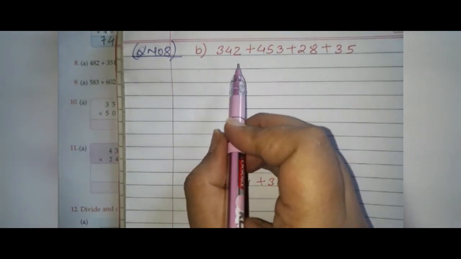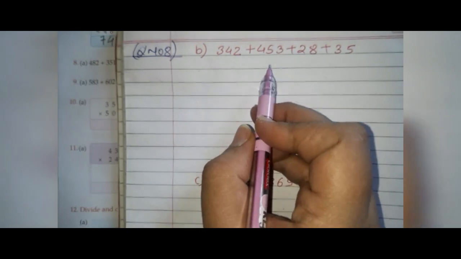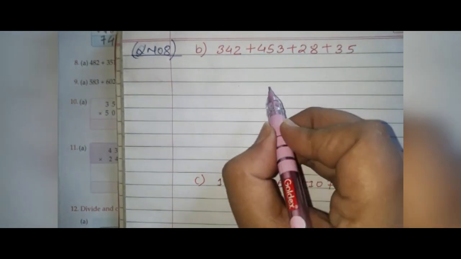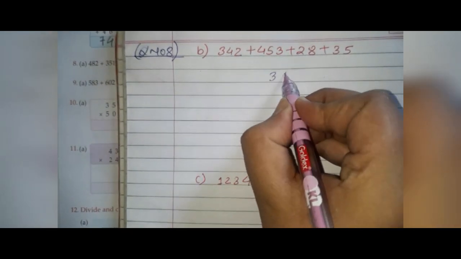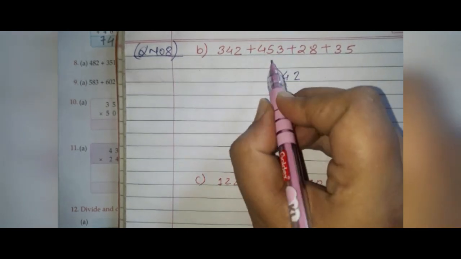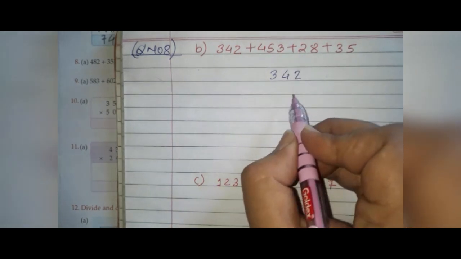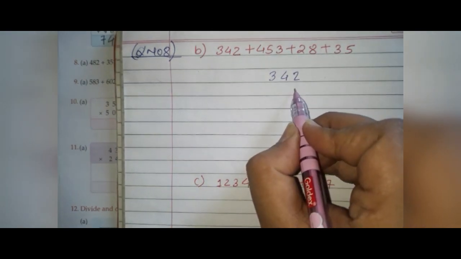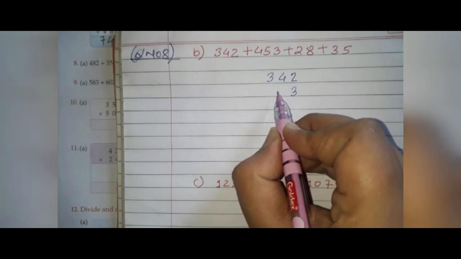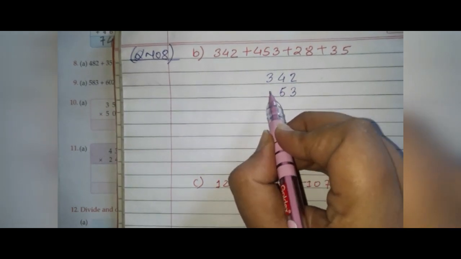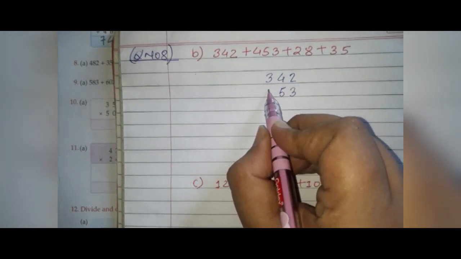First of all, we have to arrange these numbers in column. How we arrange? First we'll write the first number, 342, then the second number. The digit which is on the ones place in the next number will come under the ones place in the first number here. 3 will come under 2, 5 will come under 4 and 4 will come under 3.